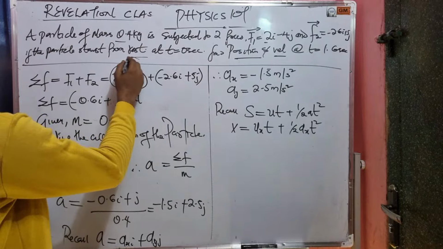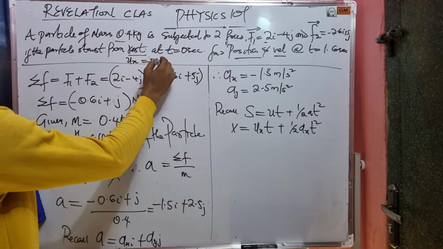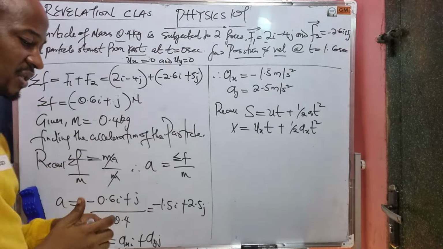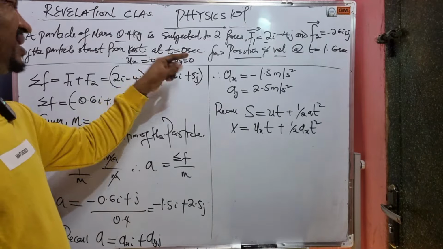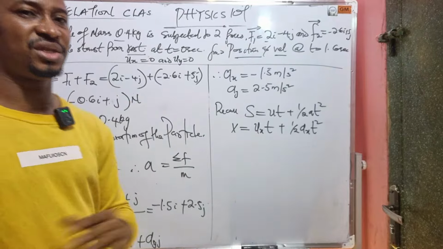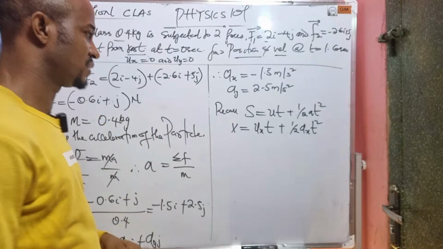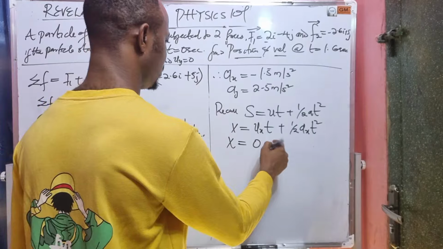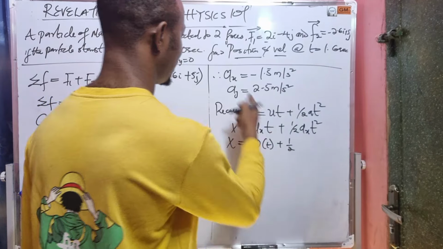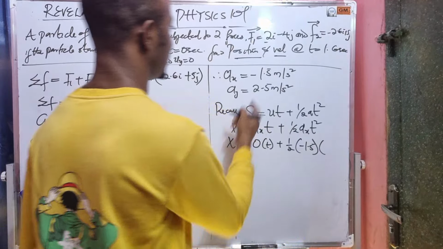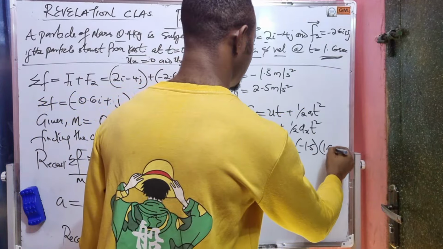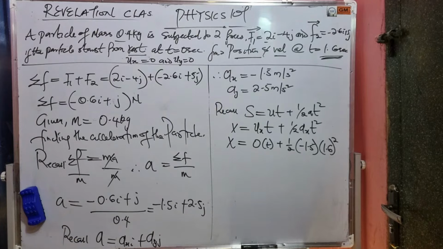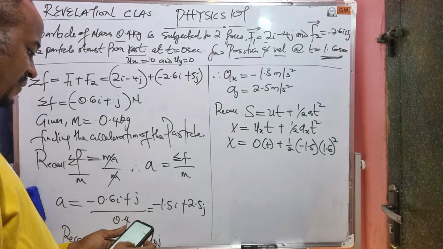But we are told that the particle starts from rest. If the particle starts from rest, that means my ux is equal to 0. Even uy is also equal to 0, because at the point where the body starts from rest, the initial speed, both along the x-axis and the y-axis, must be equal to 0. So my x here becomes 0 times t plus half our ax, minus 1.5, times t squared. We are told that our t equals 1.6 seconds, all squared. So let's evaluate this together.